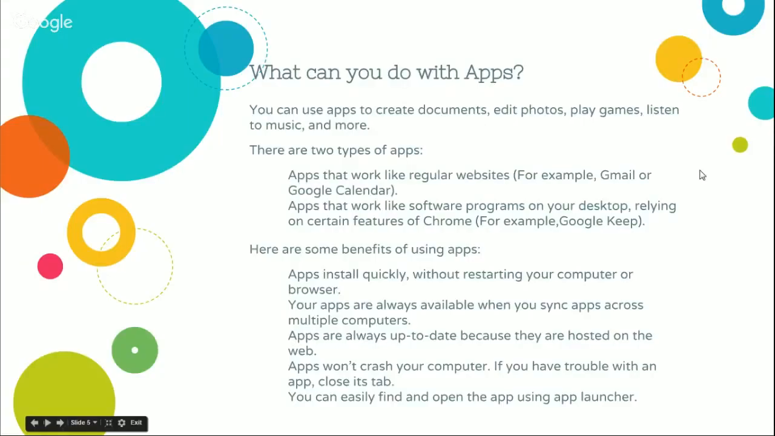What can you do with Google Apps? You can use these apps to create documents, edit photos, play games, listen to music, and much more. There are 2 types of apps. There's apps that work like regular websites, for example, Gmail or Google Calendar. Then there's also apps that work like software programs on your desktop, relying on certain features of Chrome. An example would be Google Keep, and I'll explain that and show that to you here in a little bit.